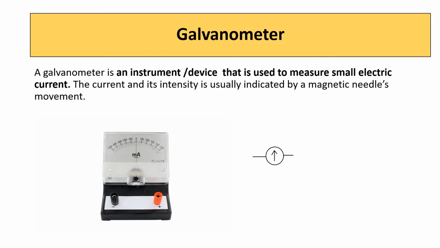First, let us familiarize ourselves with an instrument called a galvanometer. This is a measuring instrument. This device is used to measure very small electric current. You can see a needle on this instrument. This needle will deflect either towards left or right according to the current. And the symbol used to represent the galvanometer is like this.